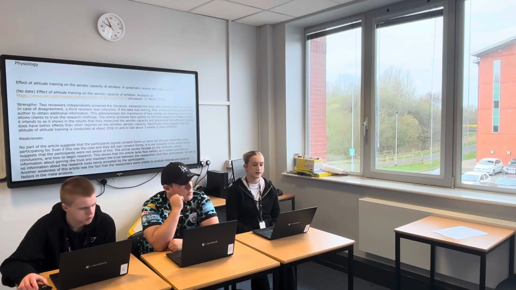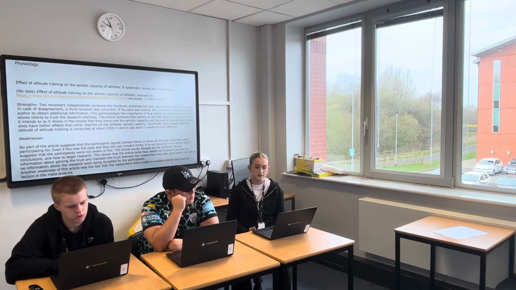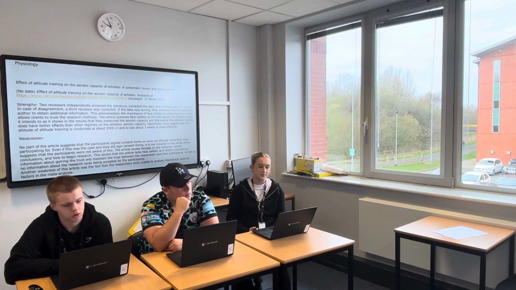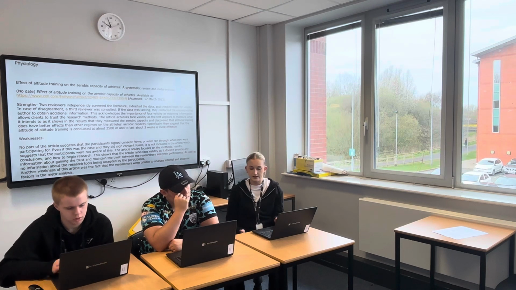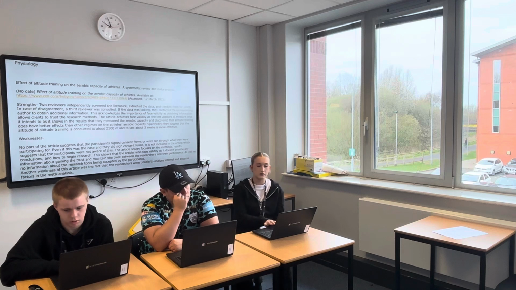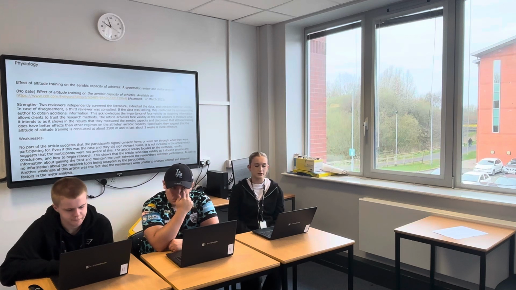However, for the weaknesses of this review, no part of the article suggests that the participants signed consent forms or were told what they were participating in. This is obviously important for the informed consent of ethical research. Even if they did sign consent forms, it's not included in the article, which suggests that the participants weren't aware of this. The article solely focuses on the methods, results, conclusions and how to begin research.